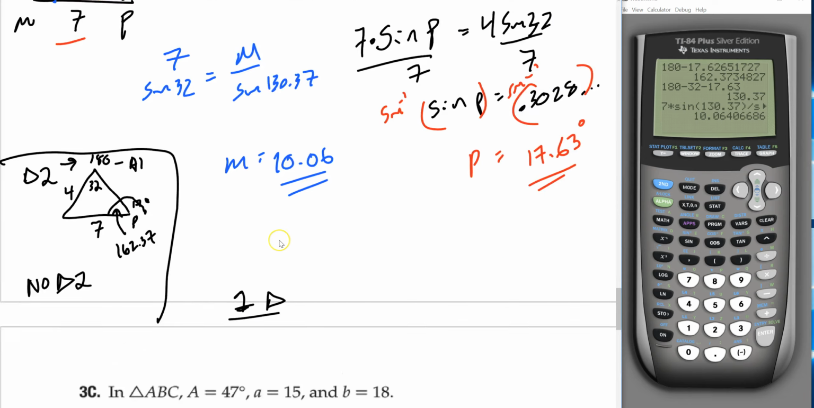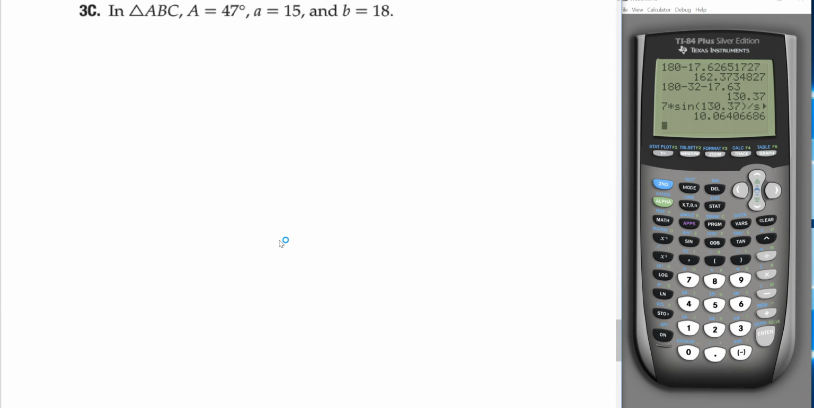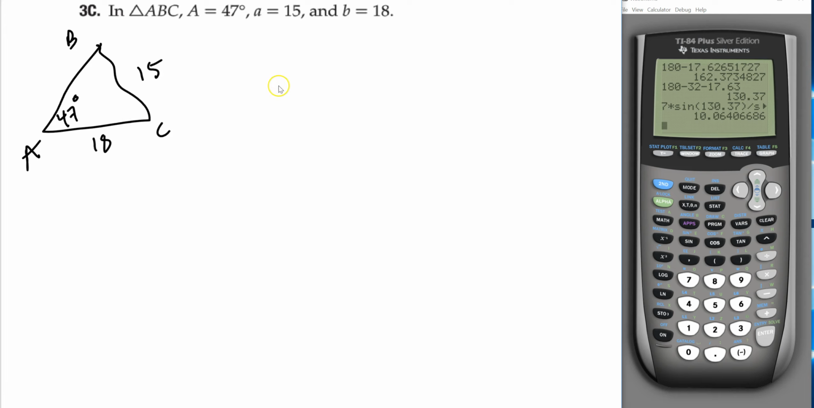One last one. Now you probably could guess this one has 2 triangles. So let's go in and do it. Again, normally we solve it like normal. So make a little thing here. A, B, C. Angle A is 47. Side A is 15. B is 18. I have a pair. Yay.